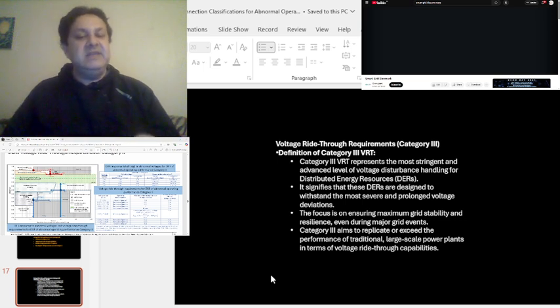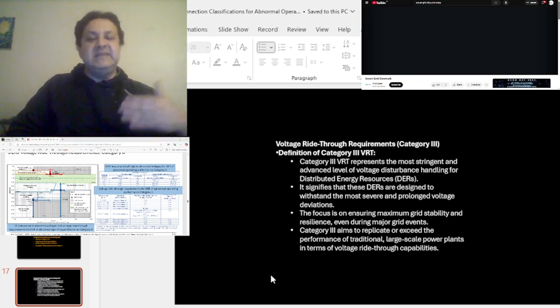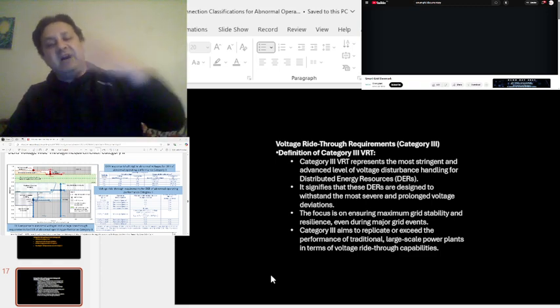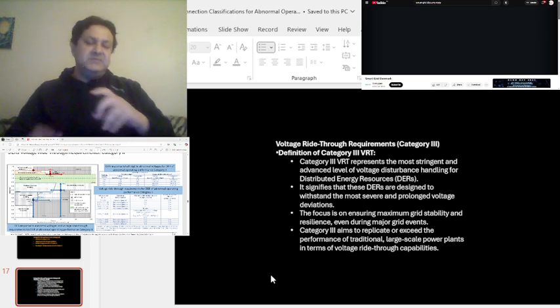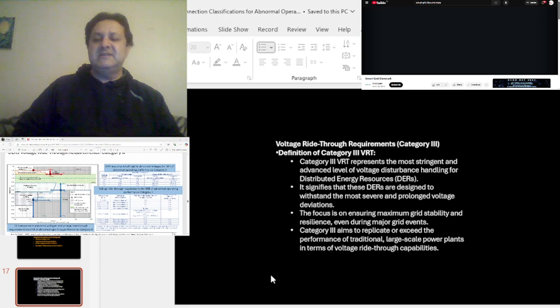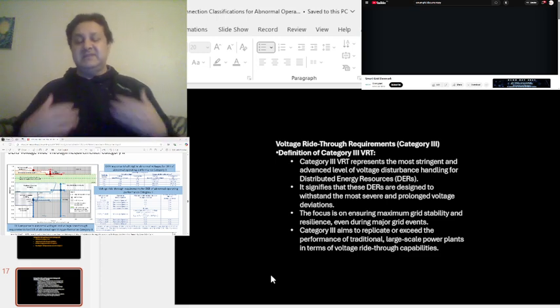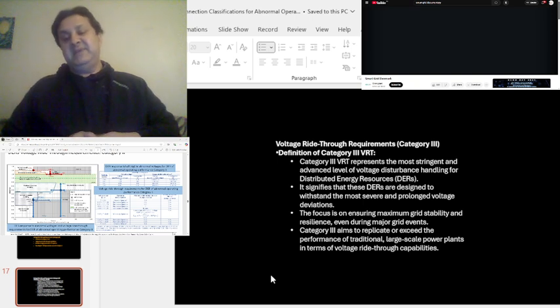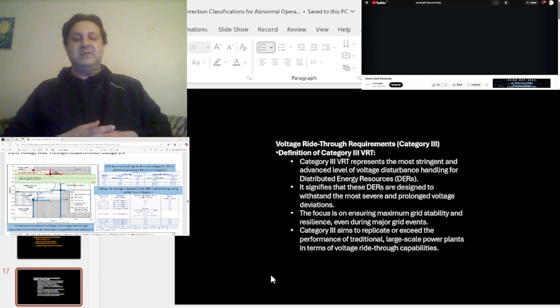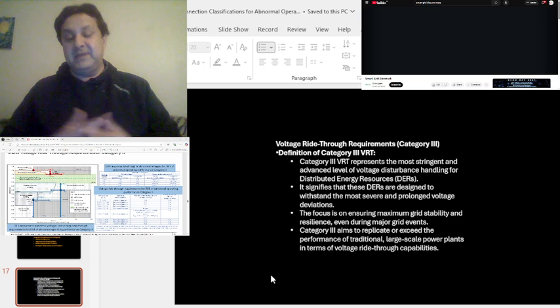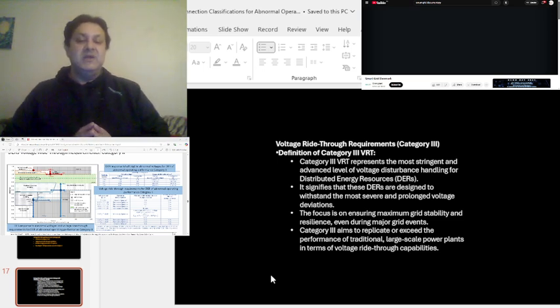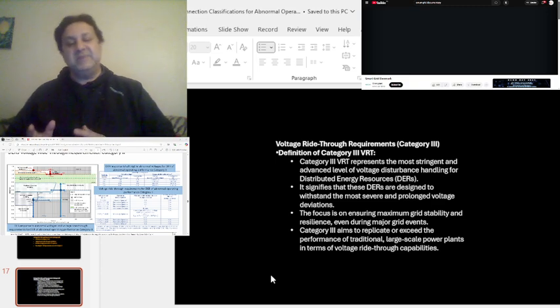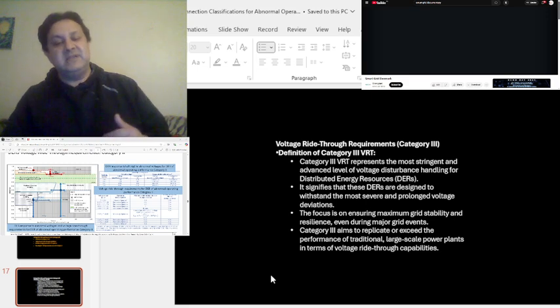So category 3 aims to replicate or exceed the performance of traditional large scale power plants in terms of voltage ride-through capabilities, because when we talk about traditional large scale power plants, they may or may not be having that. This is my understanding. They may not be having a DR. Let's say they're fuel operated or hydro power plants. I may be right or wrong, but here we are talking about it. So this is having more capabilities, more performance as compared to traditional large scale power plants in terms of voltage ride-through capabilities.